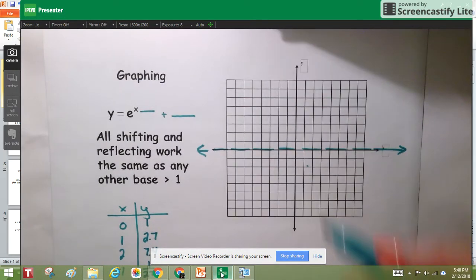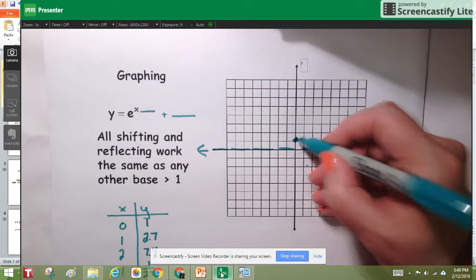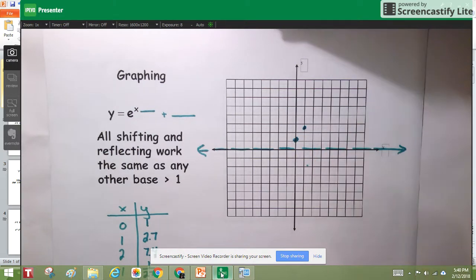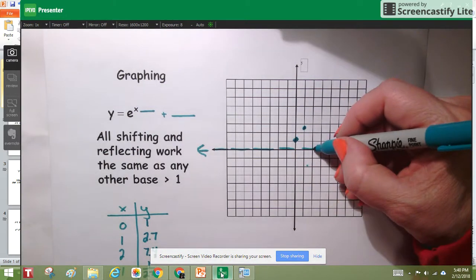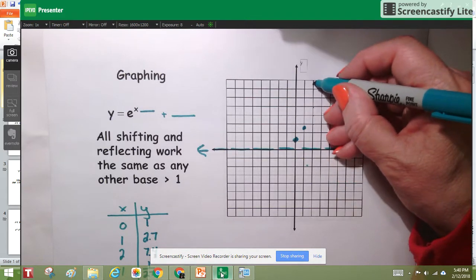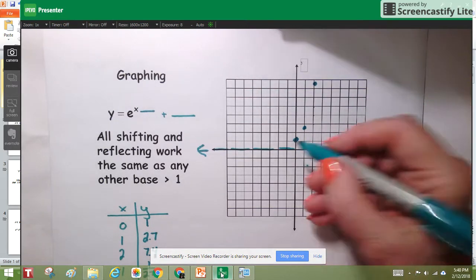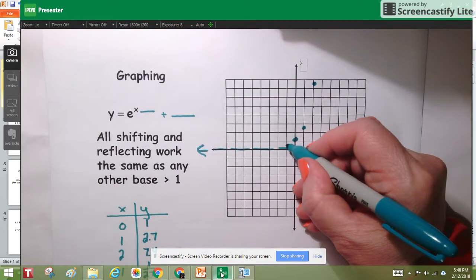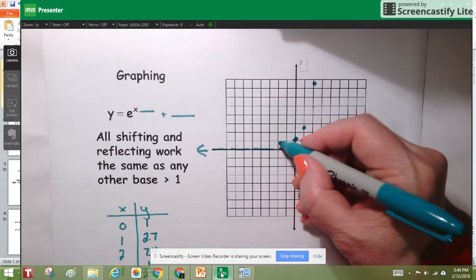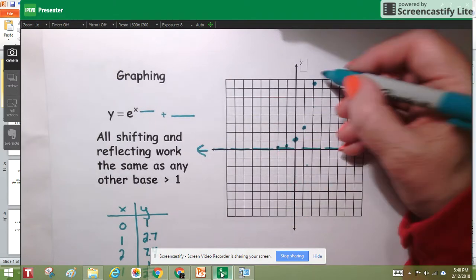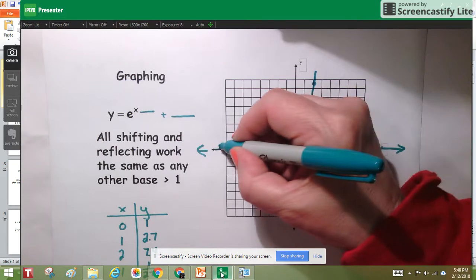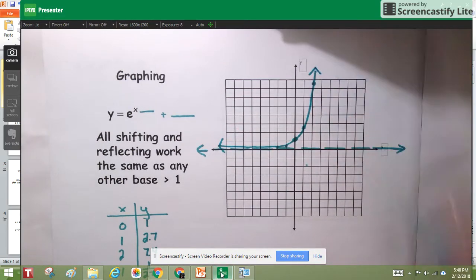So if we were to graph this, I have 0, 1. I have 1, 2.7, and I'll just estimate it about there. And 2, 7.4. 1, 2, 3, 4, 5, 6, 7. Right about there. -1 is going to be 1 over 2.7, and -2 is 1 over 7.4. So I know I'm just going to come down like this, and I'm going to get closer and closer to my asymptote, and my graph will look like that.